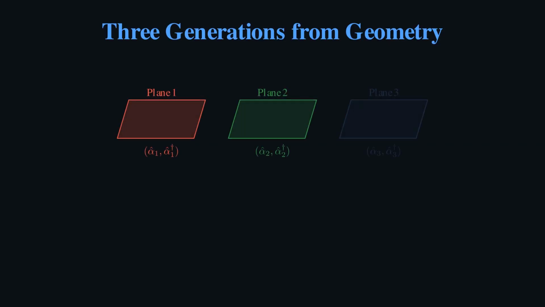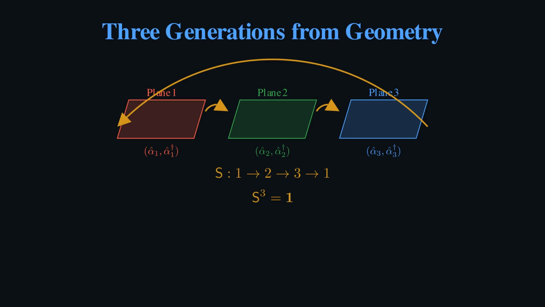The three complex fiber planes can be cyclically permuted without changing the defining relations. This slide automorphism S satisfies S cubed equals the identity, producing three inequivalent spacetime embeddings, identified with the three fermion generations. All three generations see the same gauge fields. What differs is which fiber plane sources the Higgs coupling, setting the Yukawa masses.